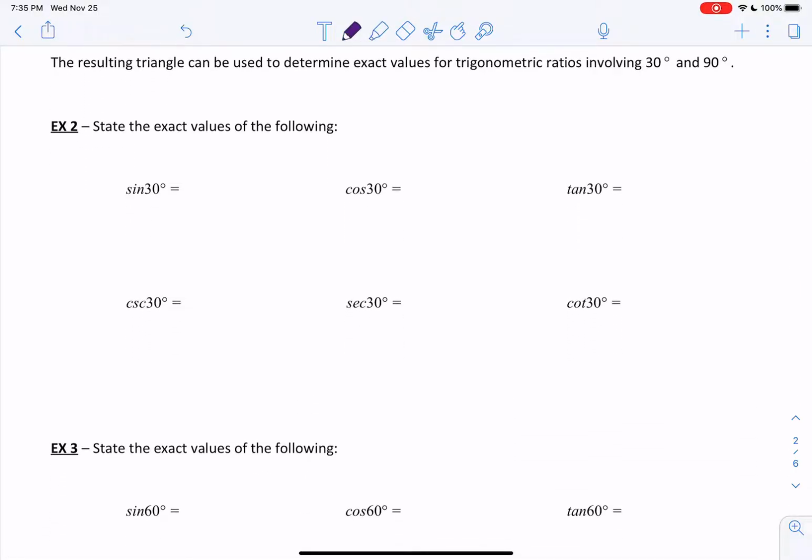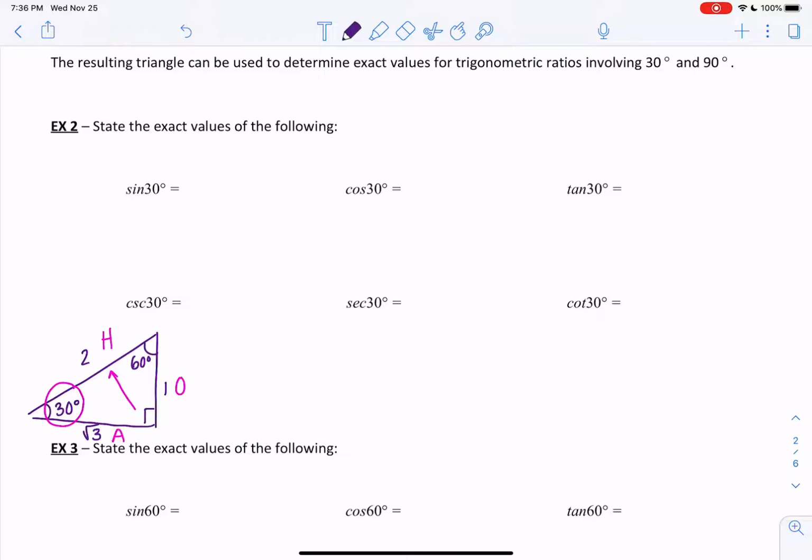So to start, I'm going to draw that triangle again. So for this specific triangle, we have 60 degrees up here, 30 here, our 90-degree angle, and sides 1, root 3, and 2. Now because I'm looking for 30, I'm going to circle the 30, label my hypotenuse, my adjacent, and my opposite. And now I go through and find all of the values of sine, cosine, tangent, cosecant, secant, and cotangent.